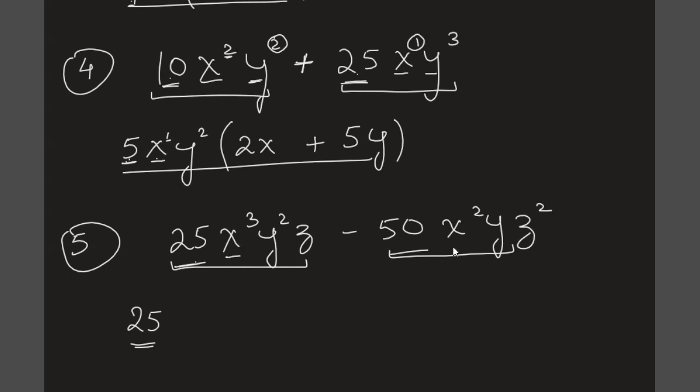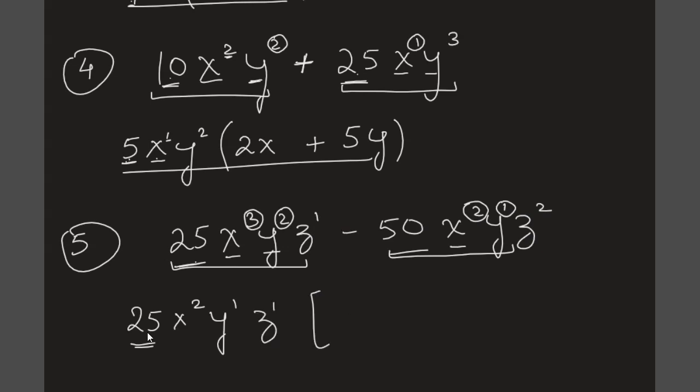Now we look at the similar variable powers. So x has power 3 here, x has power 2 here. Lower power is your common factor. We'll write that down here. Then we look at the next one. Y has power 2, y has power 1. Lower power is your factor. Z has no power means power 1. Z has power 2. Lower power is your factor out.